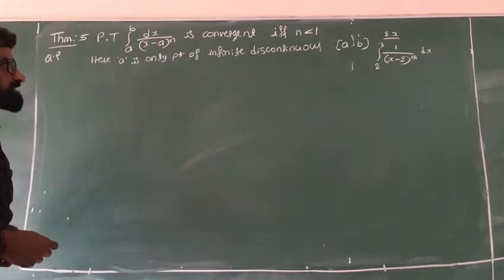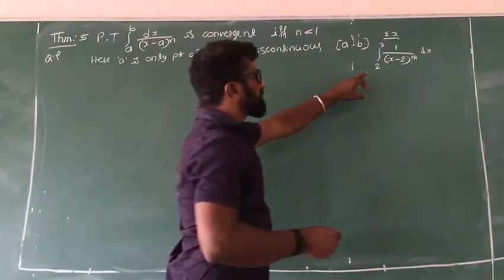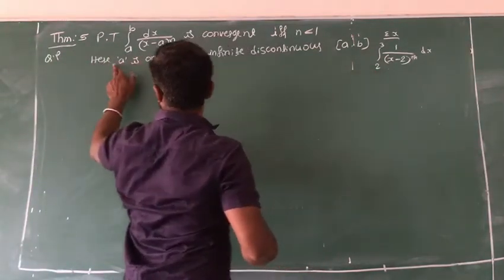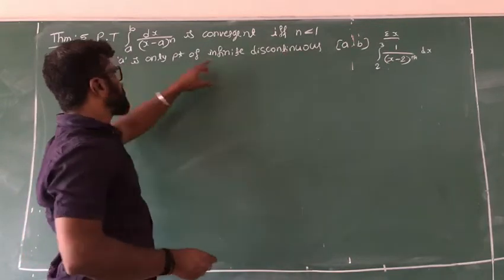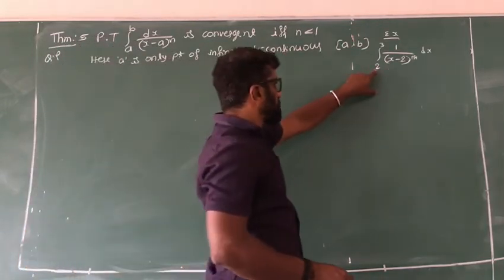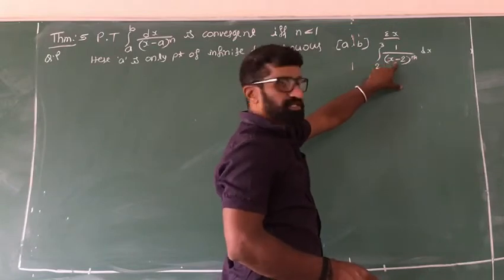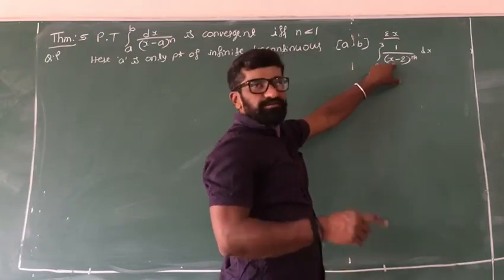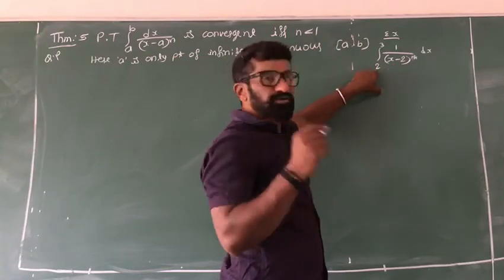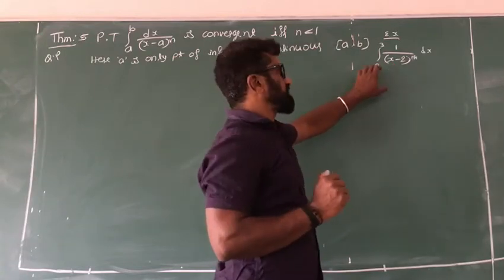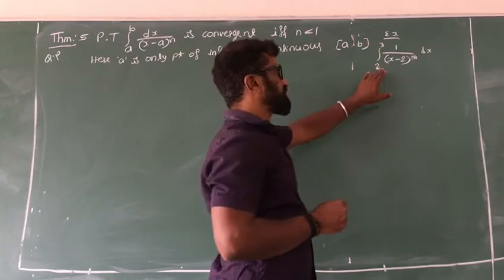The test depends upon n. The condition is a: a is the only point of infinite discontinuity. When we say that a point is infinite discontinuous, if we substitute that value in this function, it gives unbounded. Function is unbounded means a is the only point of infinite discontinuity. This is the concept of improper integral of the second kind.